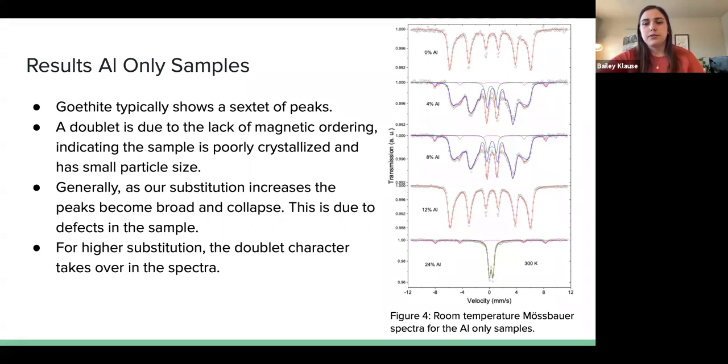So you can see with our samples, once we start to increase the substitution of aluminum, we get more and more of this broadening and collapse of the peaks as we go down. And that is caused by defects in our sample. These defects could be things like substitution or vacancies, but we can't tell which is happening based on this technique alone. And you can see that all the way down to the 24% aluminum sample, we're just making mainly this doublet phase that has really fine particle size and is probably superparamagnetic.